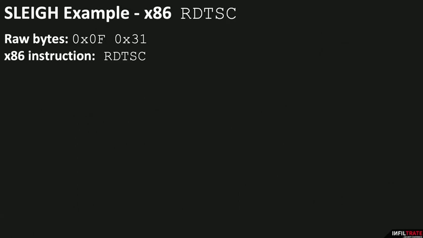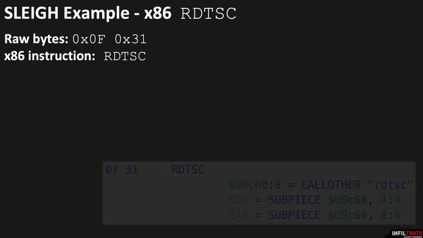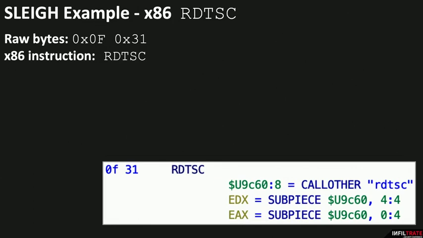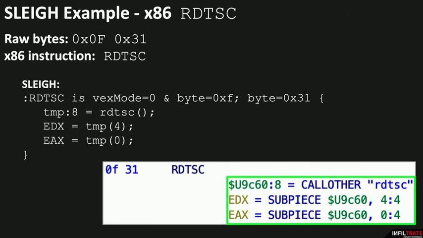One final one, a unique kind of architecture-specific instruction, RDTSC. This basically queries the CPU time counter and sets values accordingly. This instruction does not take any parameters. It's just always 0F31. So we can see it here. And we'll see the SLEIGH spec. It says it's always byte 0F and then byte 31. So there's no arguments or anything. It's just if you see 0F31, you know that it's RDTSC.